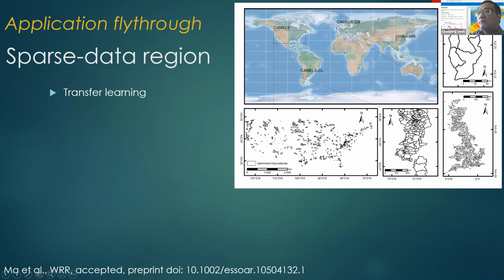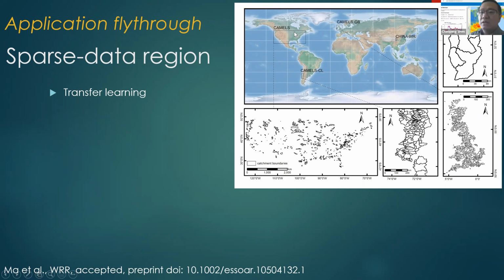And there's another application where you can use the network that is trained in a data-intensive region, and you can migrate it to a less data-intensive region. For example, you can train a neural network in the United States, but say for places like China and Chile, you don't have that much data, right? So you would think these machine learning models may not be applicable.